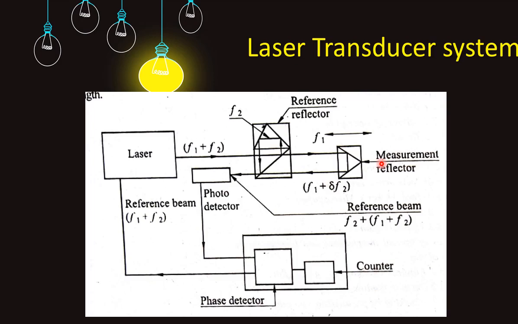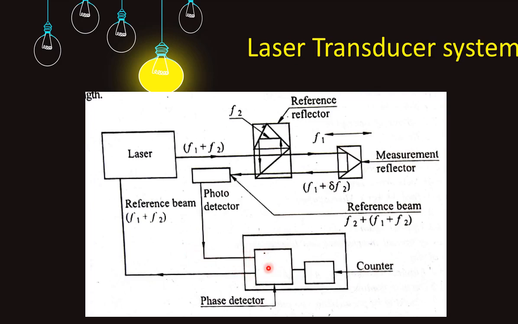Now, when there is a movement in the measurement reflector, this will cause a frequency shift of delta F1. It is a printing mistake here; the value should be delta F1. This difference in frequency is directly proportional to the displacement, and thus we can find the value of displacement, and the direction can also be found from the sign of the signal difference.